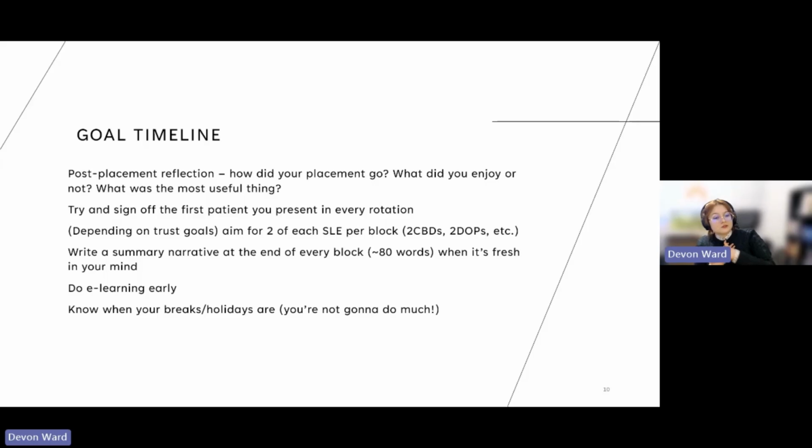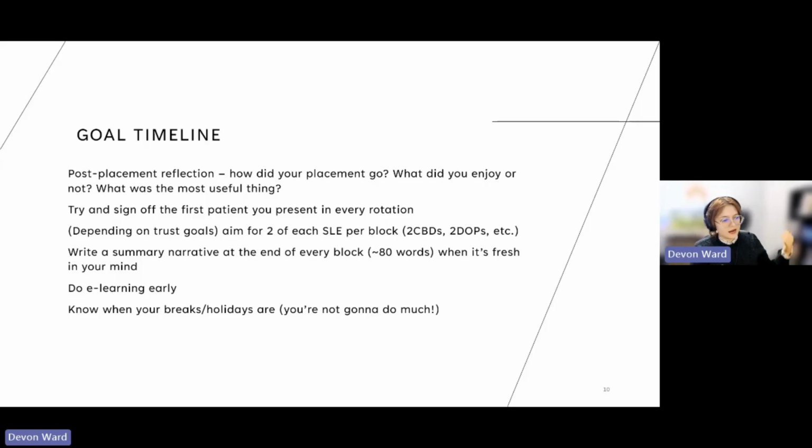I also recommend to write your summary narrative at the end of each of your blocks. And I would say write about 80 words. The reason that I say this is because a summary narrative is supposed to be this narrative discussion of what's happened to you, how your portfolio has developed, that's going to get you to the point of passing your ARCP at the end of the year. And I just feel like that's so much easier to write when you've just had those experiences.